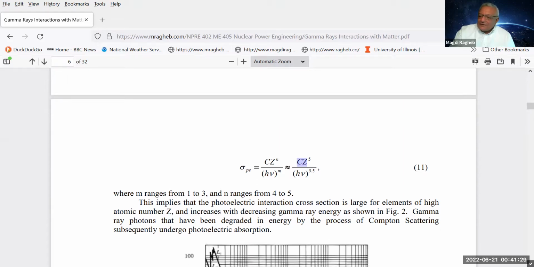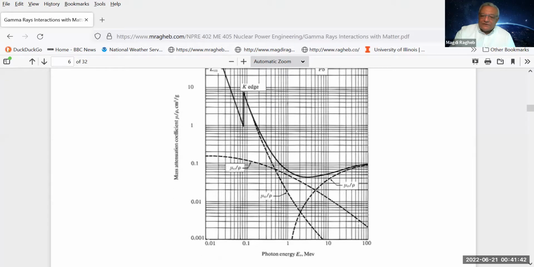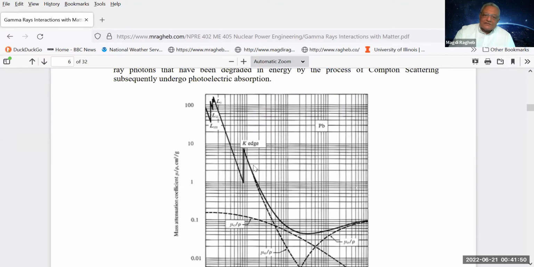So if we describe the probability of interaction later on with the mass attenuation coefficient, you'll find that the photoelectric effect happens here at low energies of the photon. This is the case for lead, and at 0.01 or 0.1 million electron volt of the photon energy, the K-shell interactions of the photons, as you could see with the atom, are exhibited in the photoelectric effect.